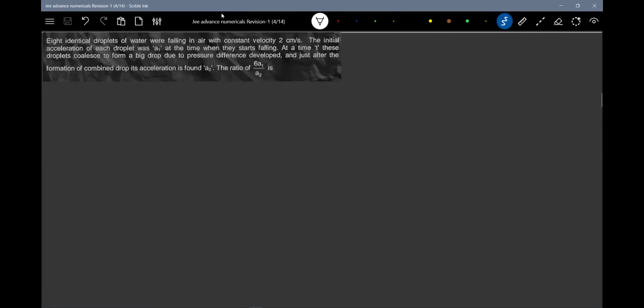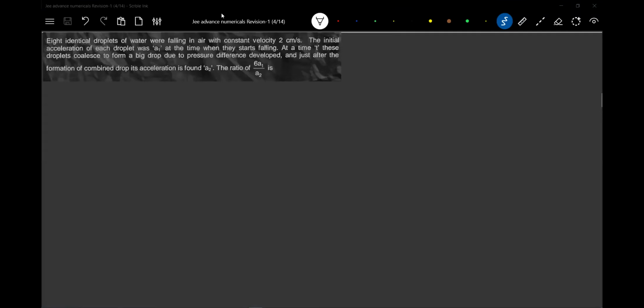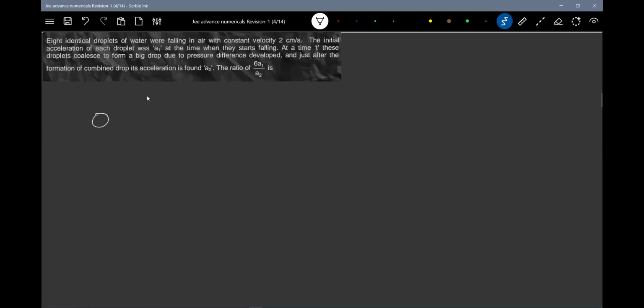Read the question. Now, 8 identical droplets are falling in air with a constant velocity of 2 centimeters per second. So like this, there are 8 droplets. They're falling at 2 centimeters per second.